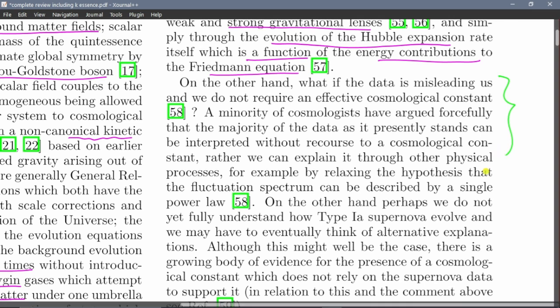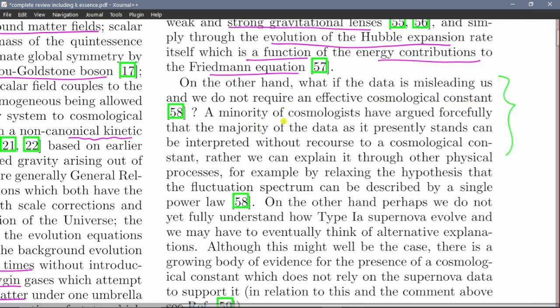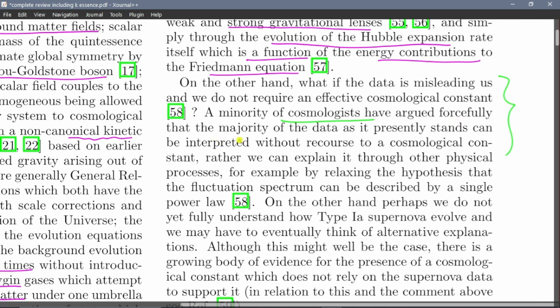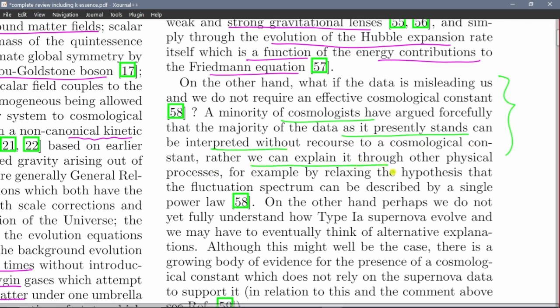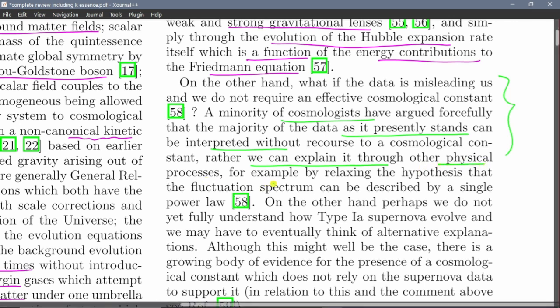Now here comes a very interesting portion. On the other hand, what if the data is misleading us and we do not require any effective cosmological constant? A minority of cosmologists have argued forcefully that the majority of data as it presently stands can be interpreted without recourse to a cosmological constant. Rather, we can explain it through other physical processes, for example, by relaxing the hypothesis that the fluctuation spectrum can be described by a single power law. On the other hand, perhaps we do not yet fully understand how type 1a supernovae evolve, and we may have to eventually think of alternative explanations.